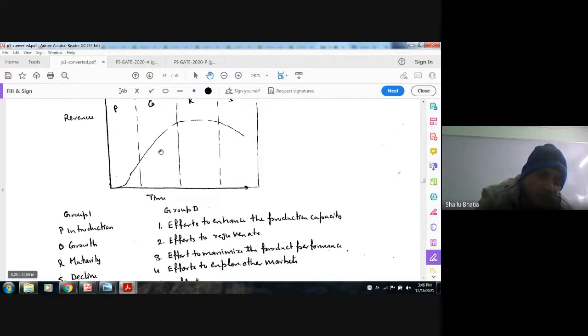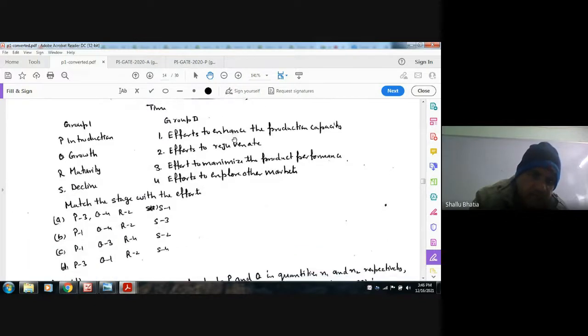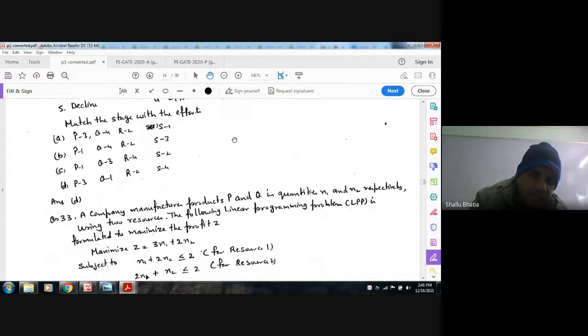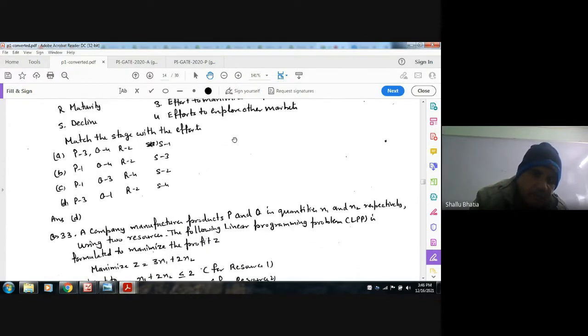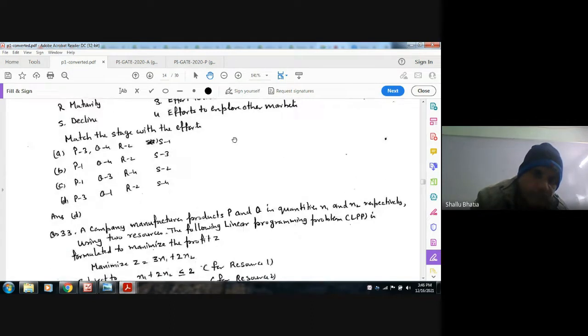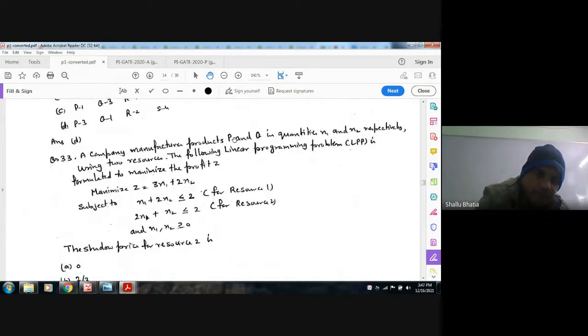Then maturity, and after some time the maximum demand of the product is reached. And after that there is a decline in the demand also. So the answer is D. Next.